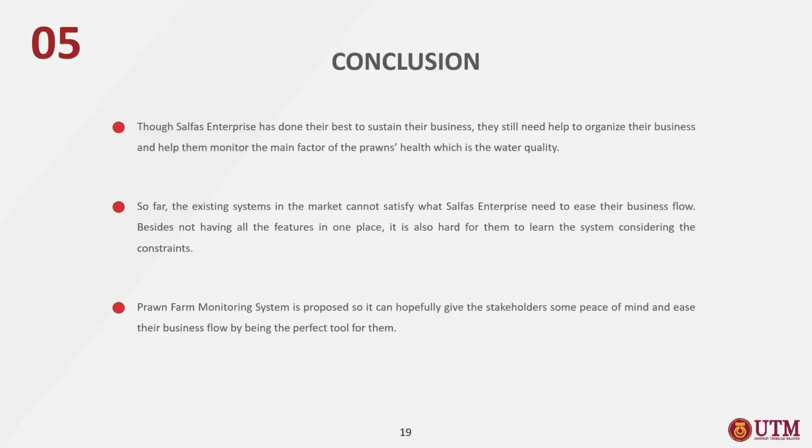In conclusion, though Safa's Enterprise has done their best to sustain their business, they still need help to organize their business and monitor the main factor of the prawns' health, which is the water quality. So far, the existing systems in the market cannot satisfy what Safa's Enterprise needs to ease their business flow. Besides not having all the features in one place, it is also hard for them to learn the system considering their constraints. So this system, the prawn farm monitoring system, is proposed so it can hopefully give the stakeholders some peace of mind and ease their business flow by being the perfect tool for them.